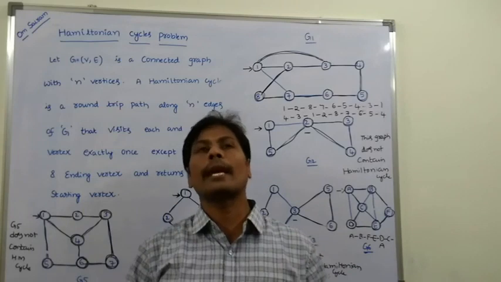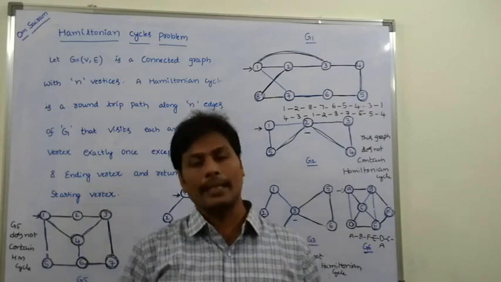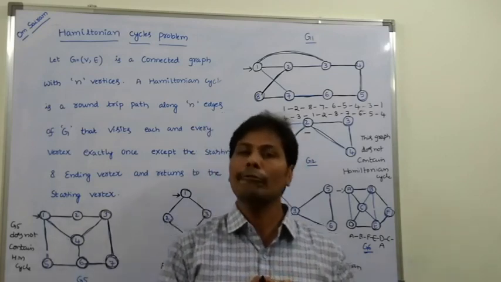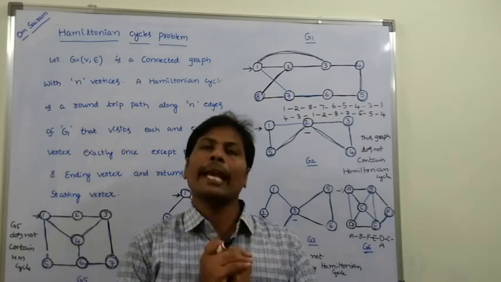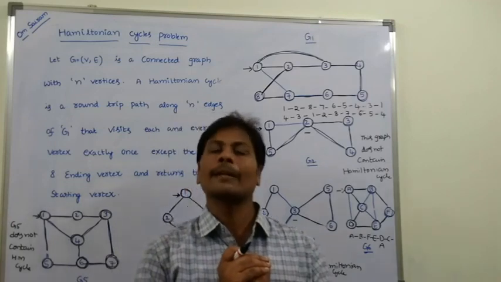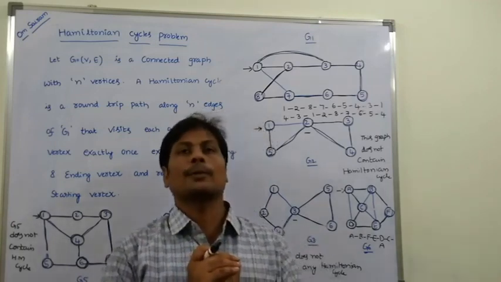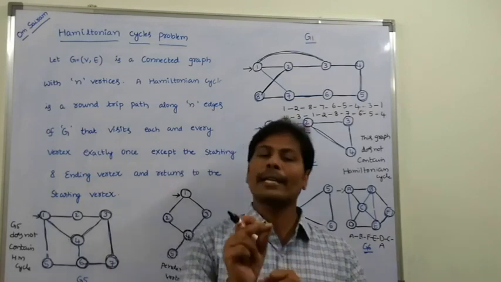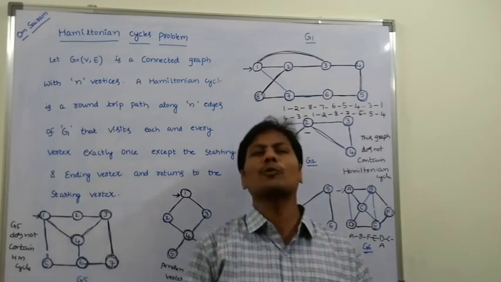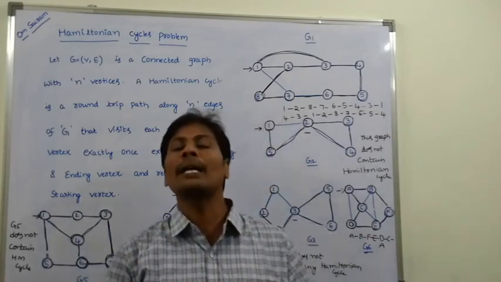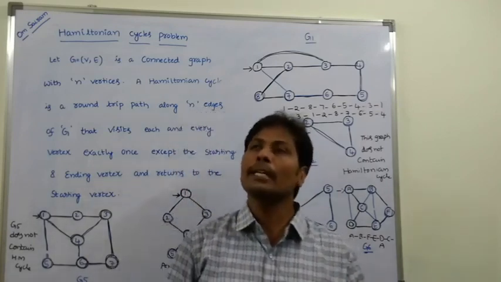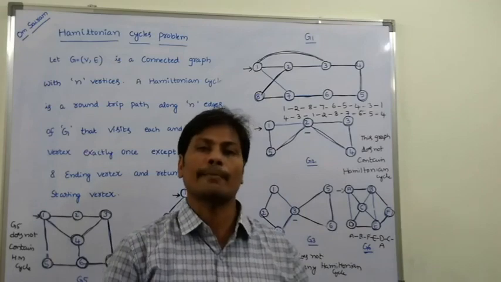Hamiltonian cycles can start with any vertex in the given graph. Generally we start at vertex 1. Suppose we take a graph. How many Hamiltonian cycles exist for the given graph? That can be represented by using a state space tree.